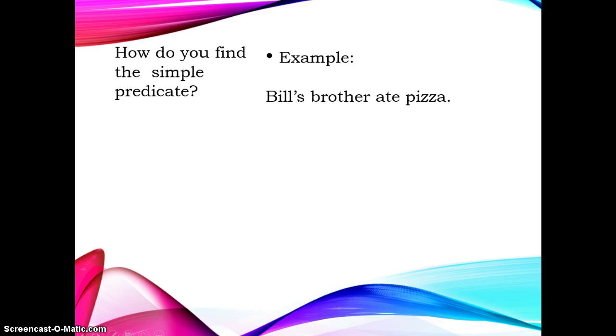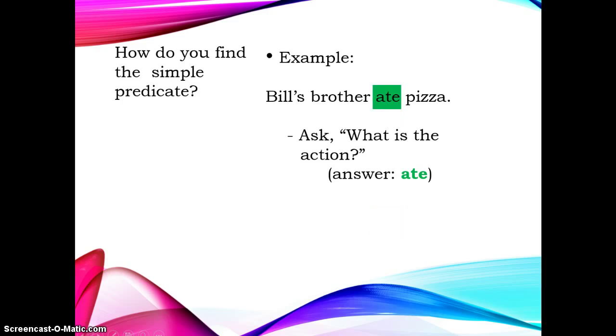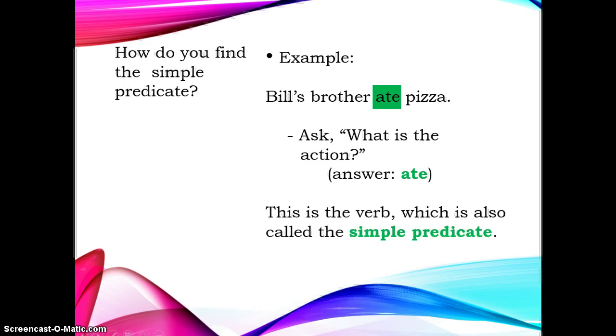Bill's brother ate pizza. First, we're going to ask, what is the action of this sentence? The answer here is ate. Because ate is a verb, we will indicate it with green. Because it is the simple predicate, we're going to put a green box around the verb ate. Ate is the verb, and it is also the simple predicate.